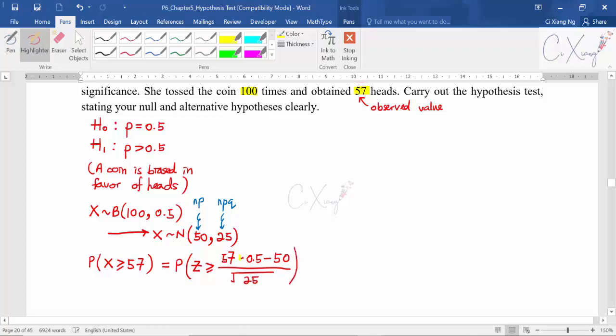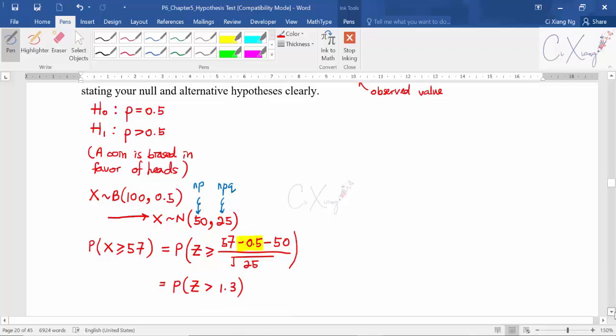Okay, so I will highlight this continuity correction because a lot of students will always forget about it when they want to do this calculation for the p-value. All right, so you have to do continuity correction according to the sign that we have. I will highlight this side as a reminder. So what I have here is Z greater than or equal to 1.3.